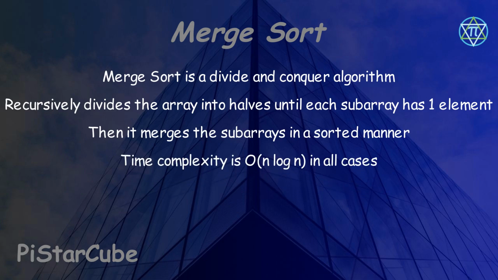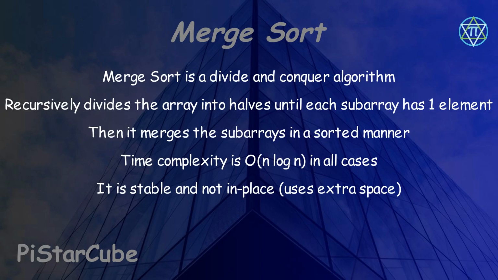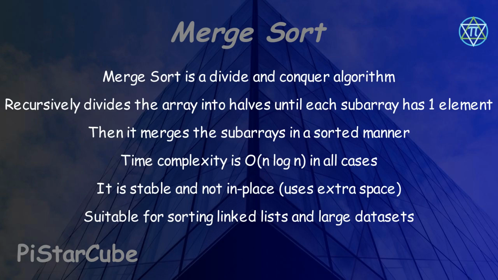And here's the cool part. It runs in O of n log n time, no matter the case, that is best, worst, or average. It's also stable, meaning it keeps equal elements in their original order. But it's not in place, so yeah, it uses some extra space. Because of that, it's a solid pick for linked lists and large data sets. Now that you have got the gist, let's see it in action.